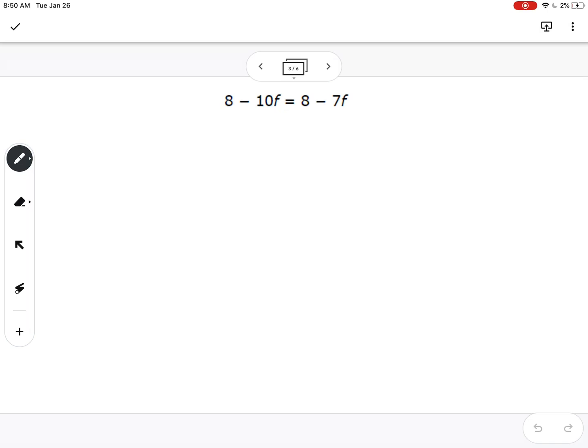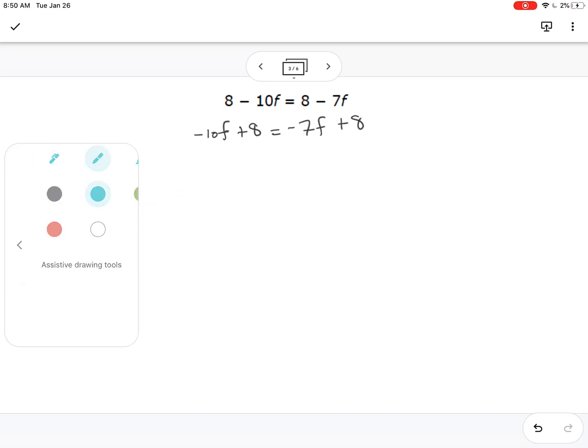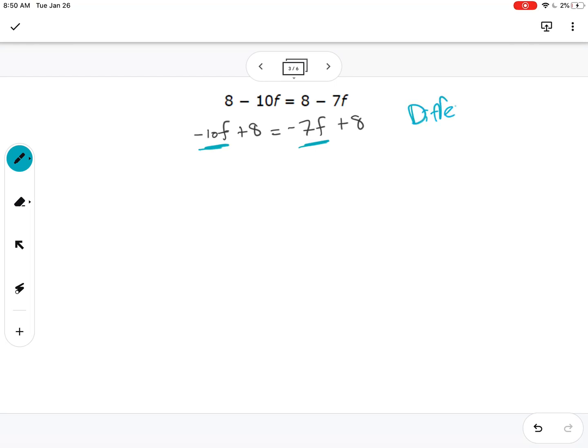8 minus 10f is equal to 8 minus 7f. Again, I like having my variables in the beginning, so I'm going to go ahead and switch the order here. So that's going to be negative 10f plus 8 is equal to negative 7f plus 8. So, do they have the same slope or different slope, right? That's the number in front of the variable. They have different slope, and they also have the same starting value, which is redundant. That means it actually doesn't matter.